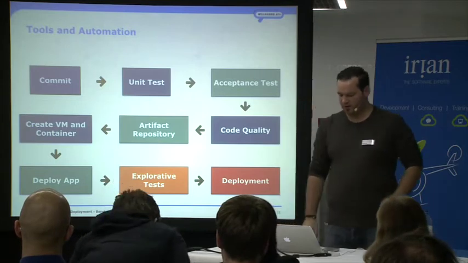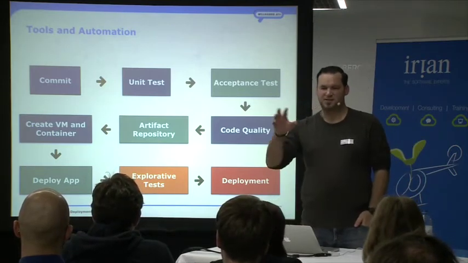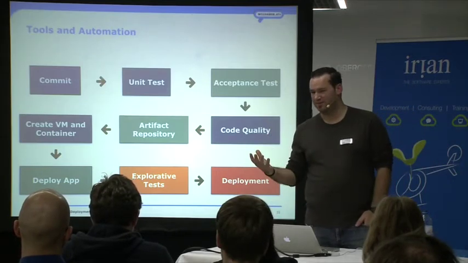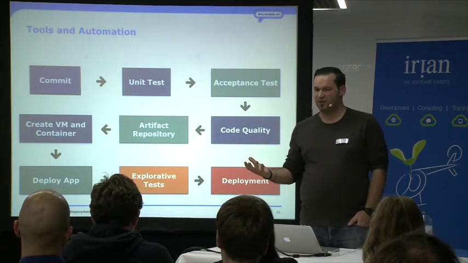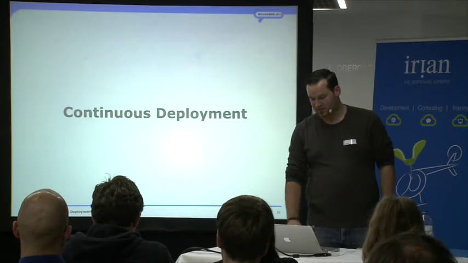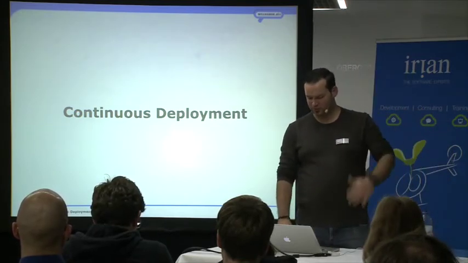So now actually we had continuous delivery. We did all the necessary steps to create a shippable artifact, but deployment is more or less something that has to be done by some specific person. So let's have a look at continuous deployment. What's the difference between continuous delivery and continuous deployment?